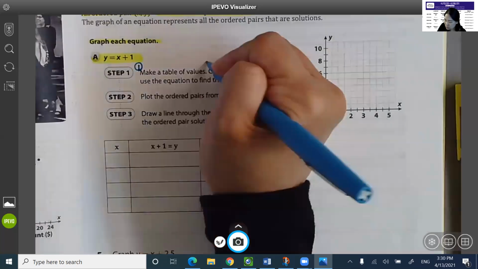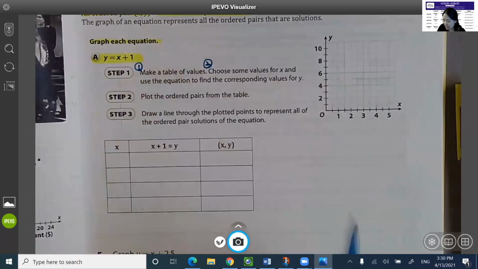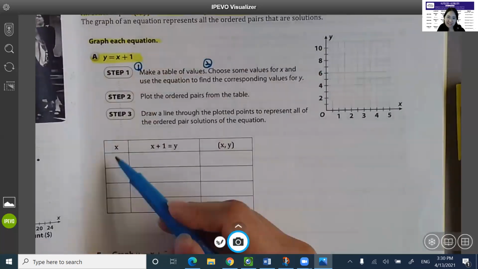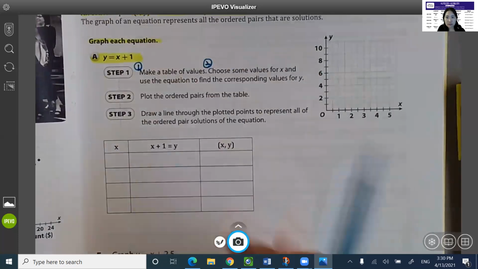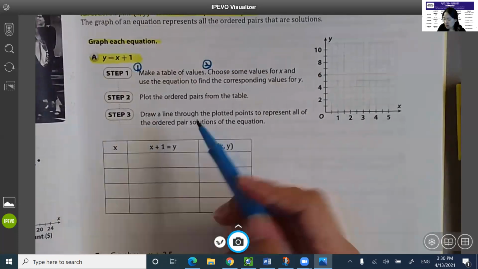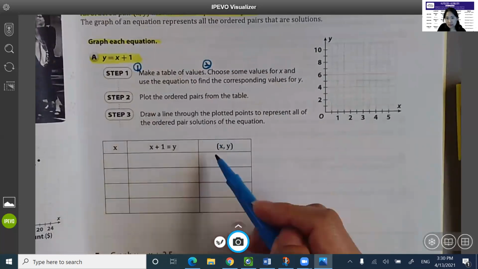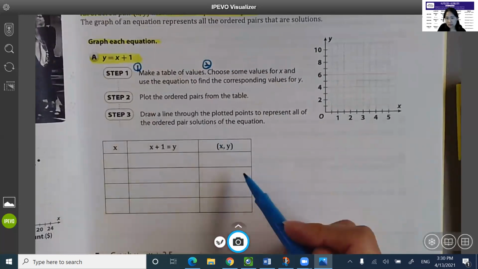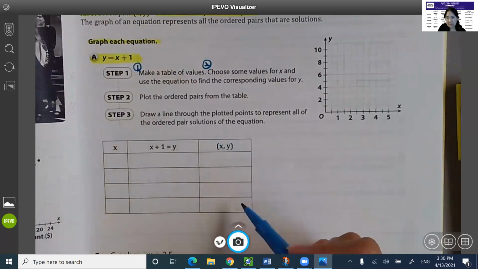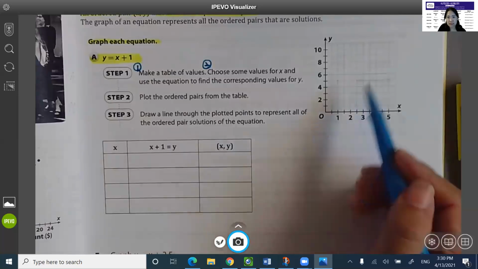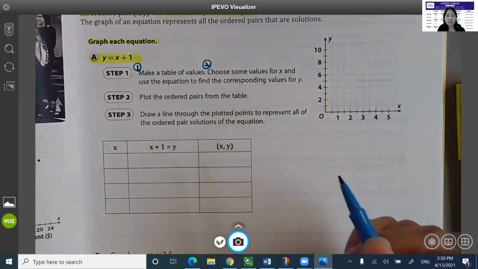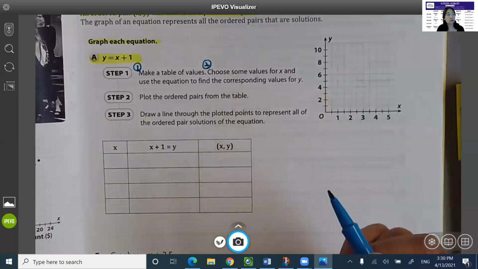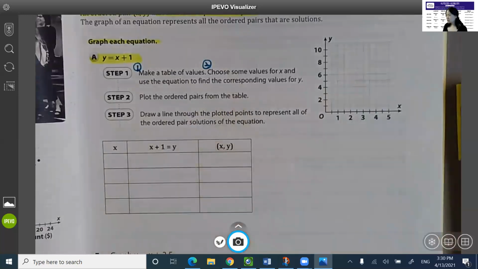You're going to choose some values for x, any random numbers, but the easier numbers the better, and use the equation to find the corresponding values for y. Once you do that, you're going to write the ordered pairs here, the x and y numbers, the coordinates, and plot the points right here. It does say draw a line through the plotted points to represent all of the ordered pair solutions of the equation. Okay, so let me show you what they mean by that.